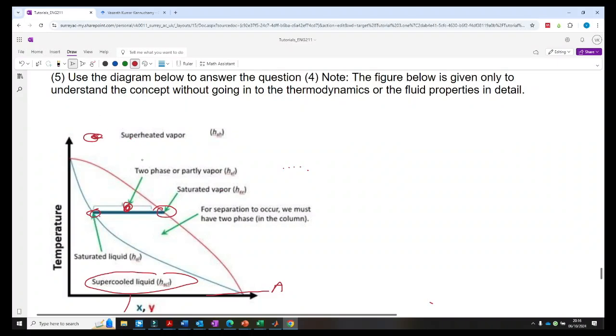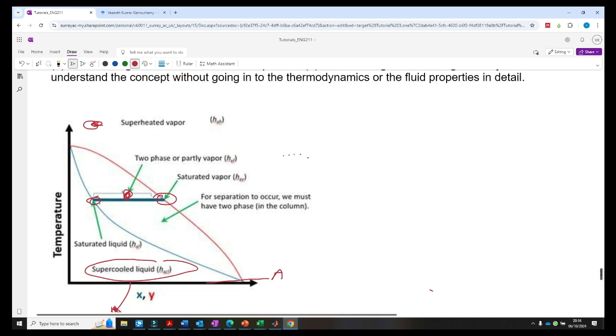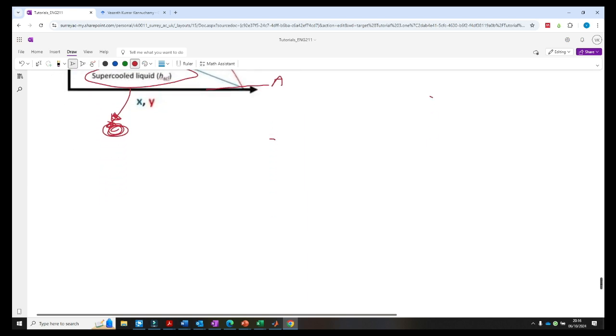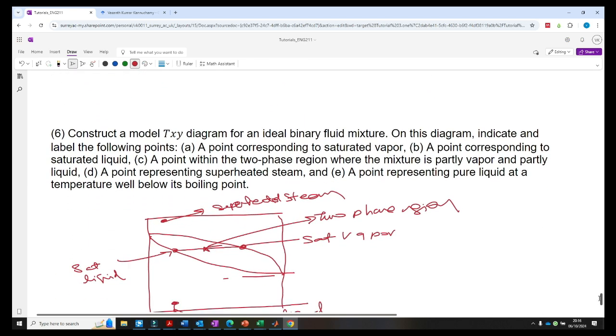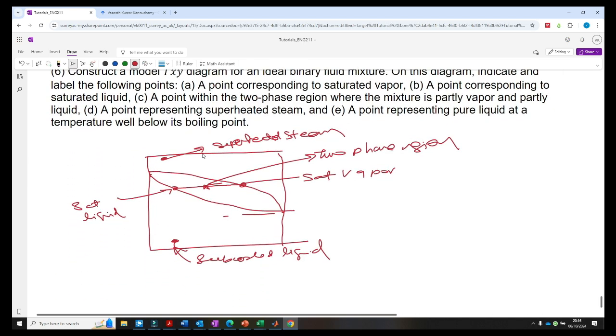So based on that, we can explain which point carries more heat, the quantity of the heat, to be precise. Okay, I will delete this one.